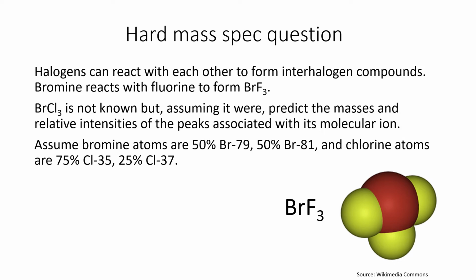Right, now, got a much harder mass spec question here. Really tough one, this. And so this is to do with interhalogen compounds. So halogens can react with other halogens to form these interhalogens. So for example, bromine can react with fluorine to form this BrF3.